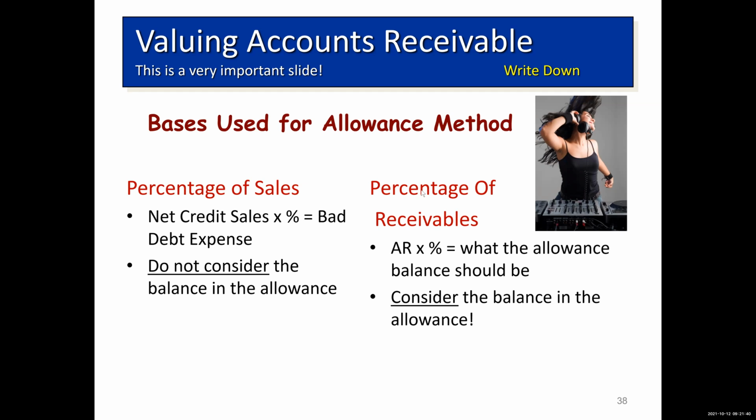And in the percentage of receivables, you're going to take accounts receivable and multiply it by 1%. Easy peasy, right? Now, this one's the easiest one, and let me tell you why. You don't have to consider the balance in the allowance.